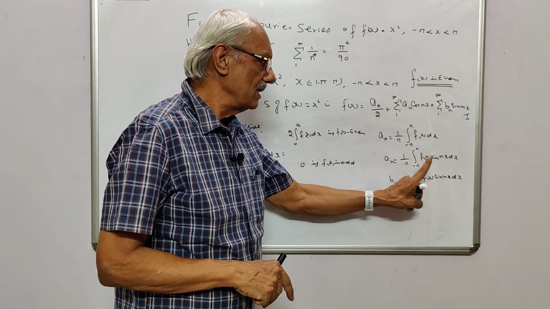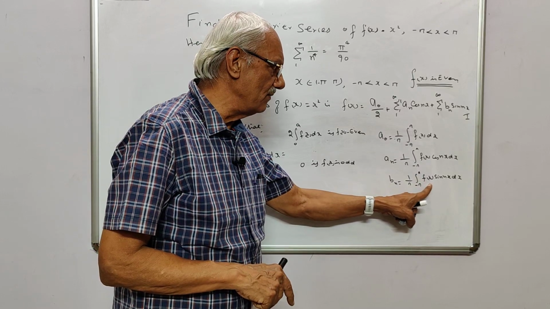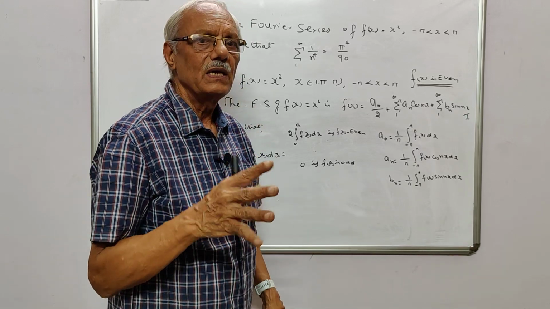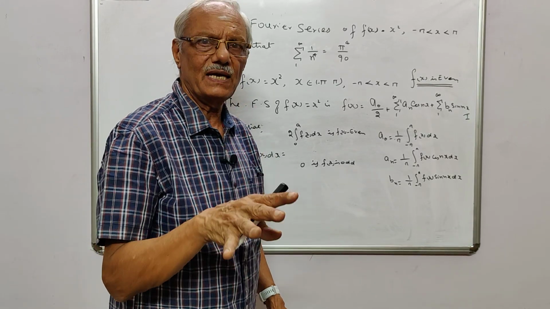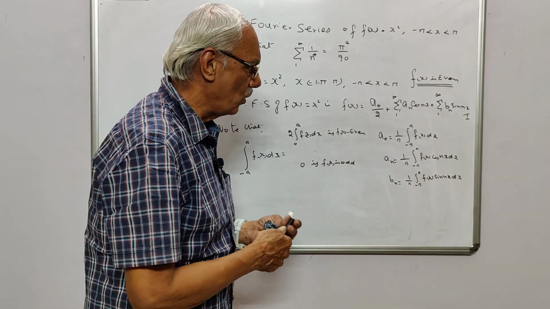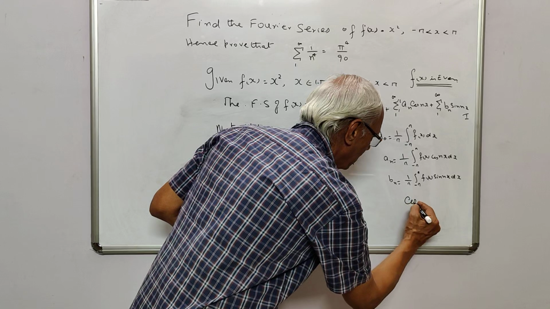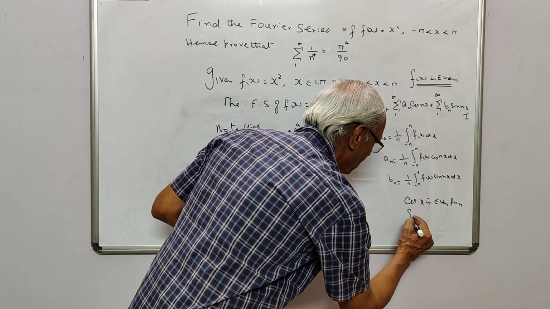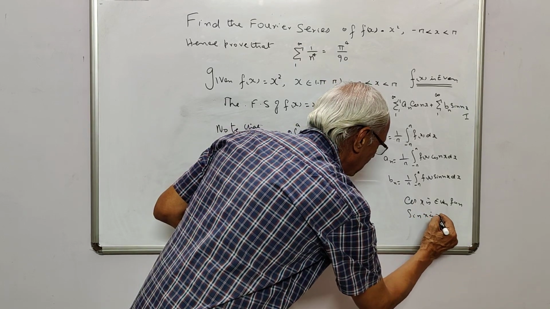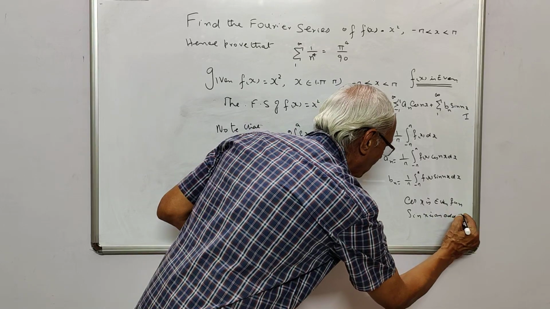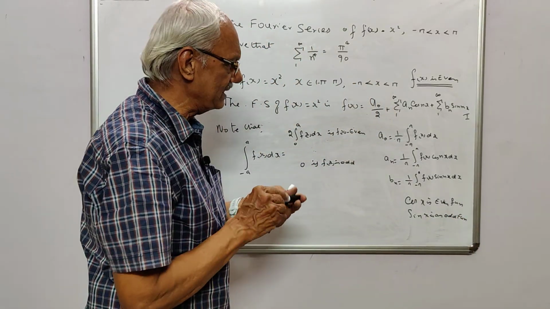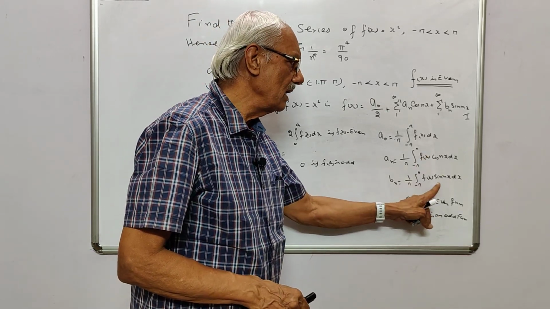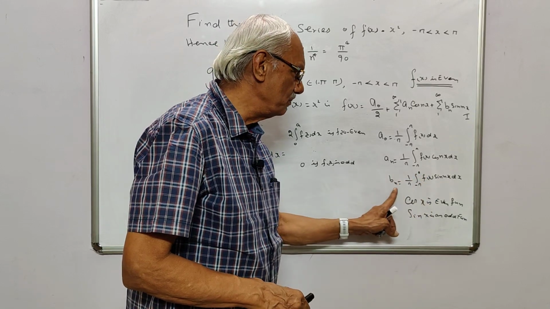Coming to this, this is even, but sin nx is an odd function, because sin of minus x is minus sin x. Therefore this is an odd function. Cos x is an even function, sin x is an odd function. So odd into even will be odd, so this will be an odd function. Therefore this bn will become 0.